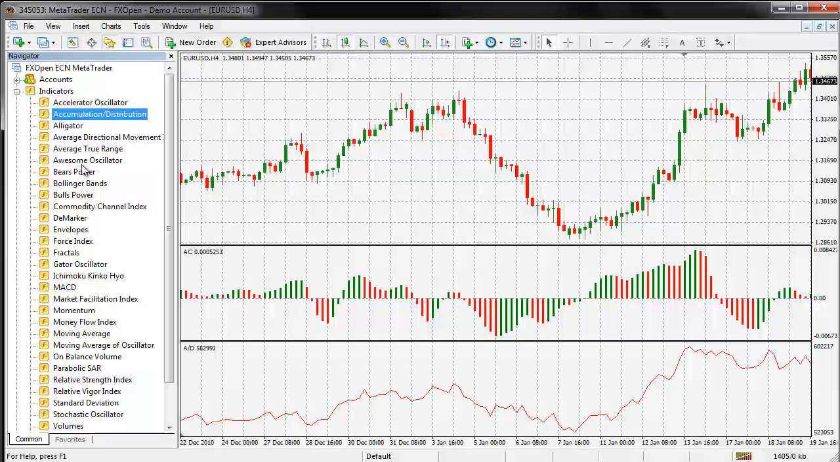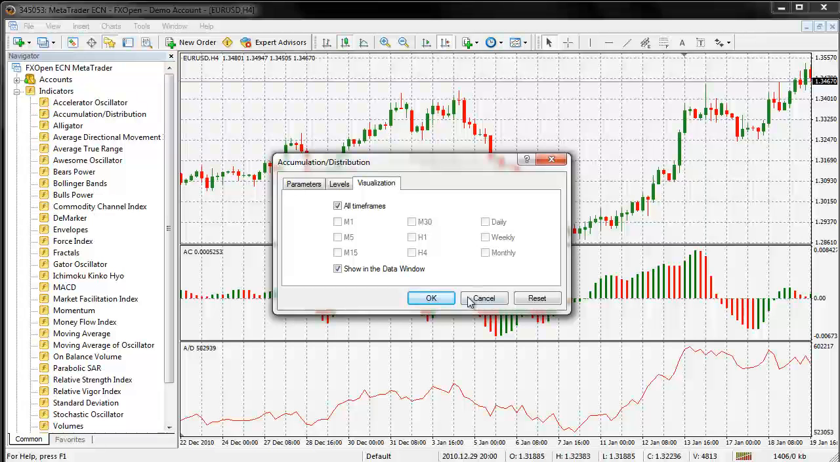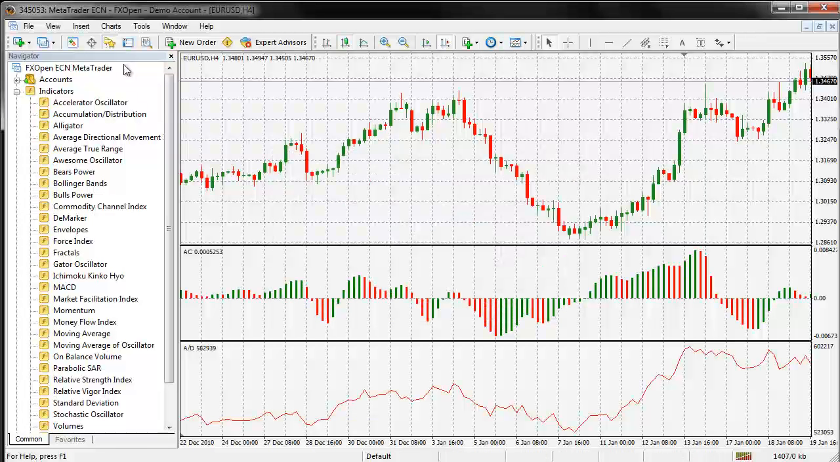And the next one you want to put on there is the accumulation distribution. Alright, and this will give you basically just a red single line. Levels and visualization is all just fine.